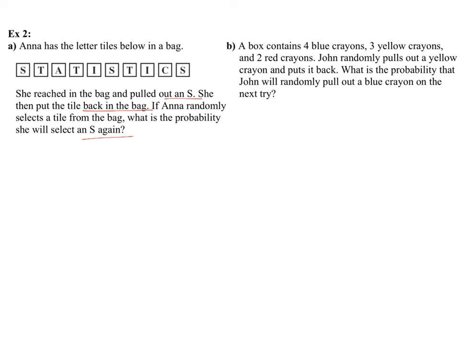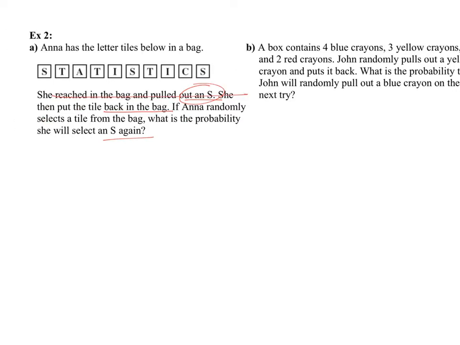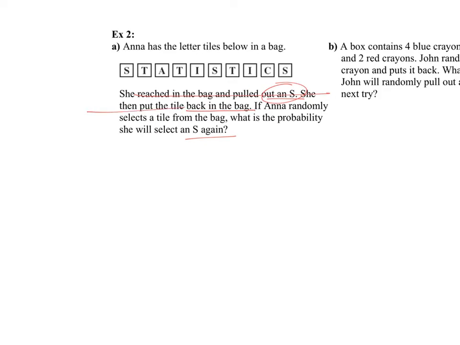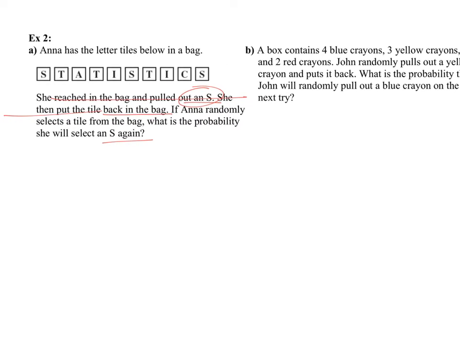If she puts the letter back in the bag, then nothing changes. It's as if she never even took a letter out of the bag. So you don't even have to worry about all this. It's as if it never even happened. So what's the probability that she picks an S out of the bag? How many S's are there? 1, 2, 3. There are 3 S's out of how many letters? 1, 2, 3, 4, 5, 6, 7, 8, 9, 10. So 3 out of 10. Done.